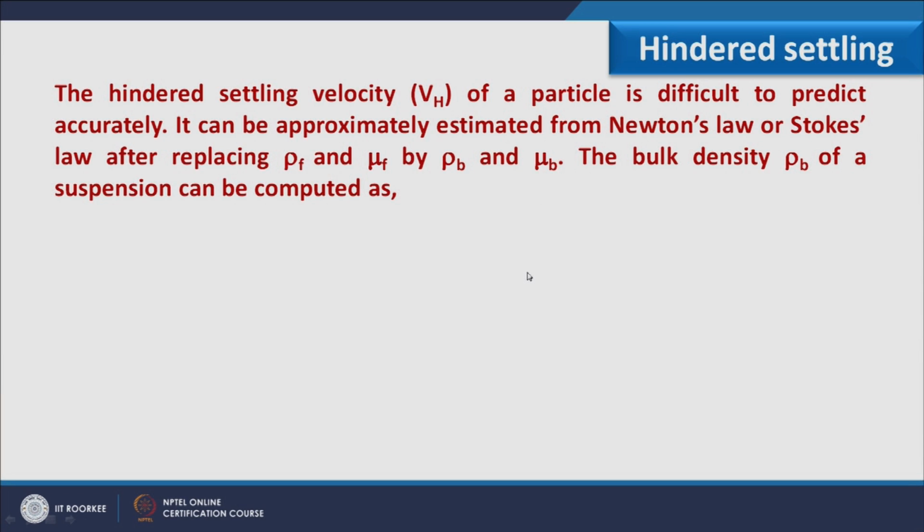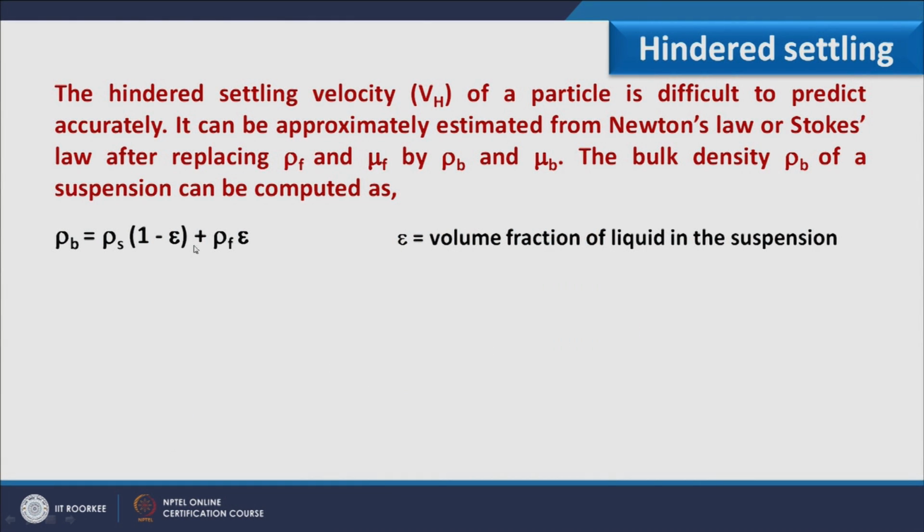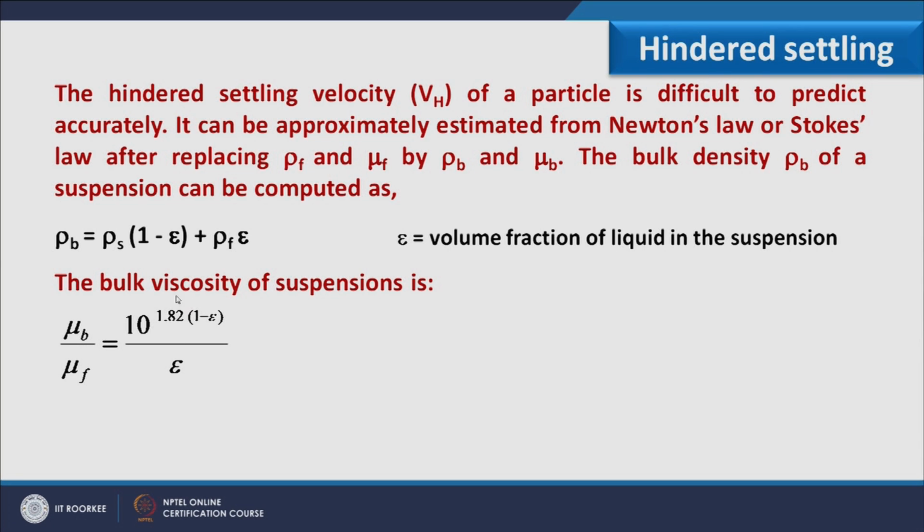So first of all we have to define what is rho b and what is mu b. Rho b is basically the bulk density, which we can define as rho s into 1 minus epsilon plus rho f into epsilon. So epsilon is the volume fraction of liquid in the suspension. So 1 minus epsilon is basically the volume fraction of solid in the suspension. So that is rho s into the volume fraction of solid plus rho f into the volume fraction of liquid. So in this way we can define rho b, and we can define bulk viscosity, that is mu b, using this expression.